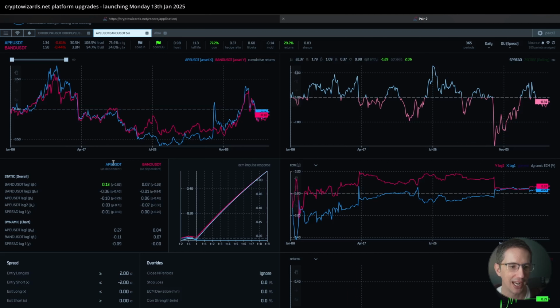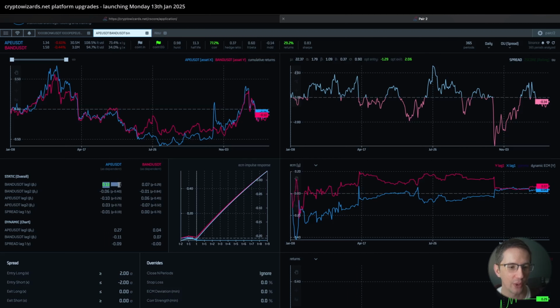So over here on the left, I've got my sort of static ECM. So this is just a standard error correction model. What this means is generally how has one asset reacted to another asset. And then the dynamic one is how is it currently doing it? And so you'll see the numbers are very different.